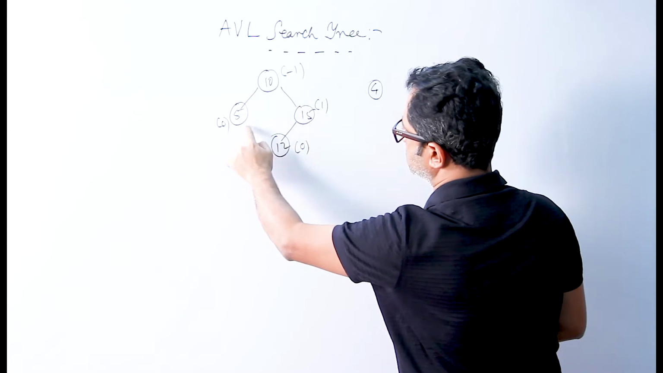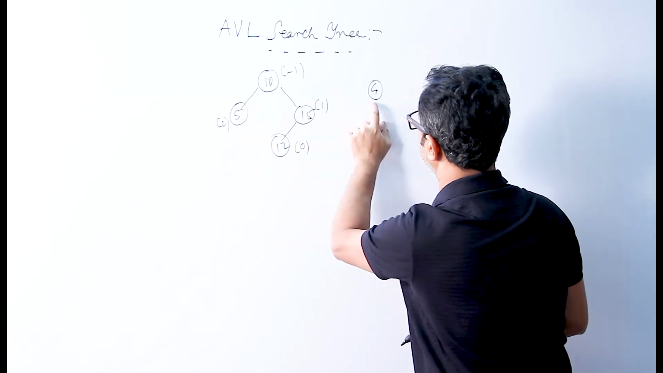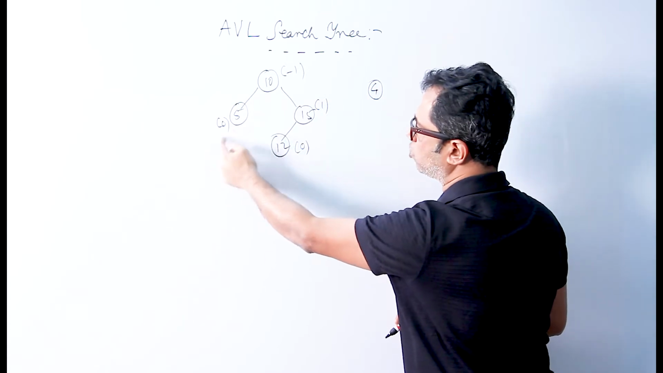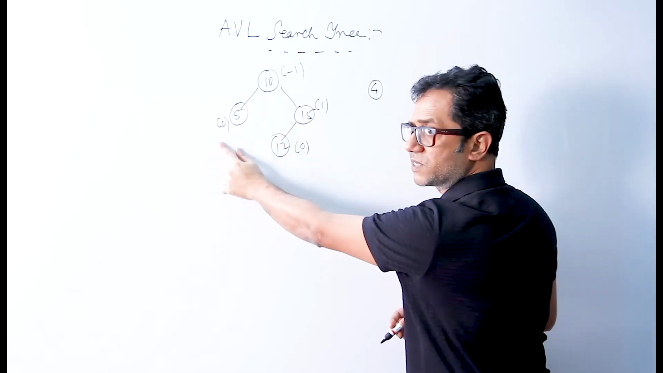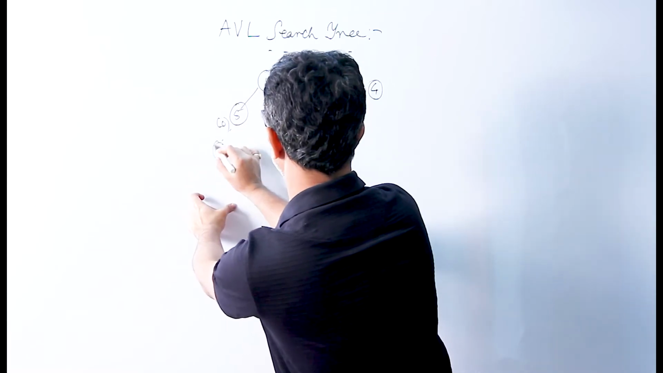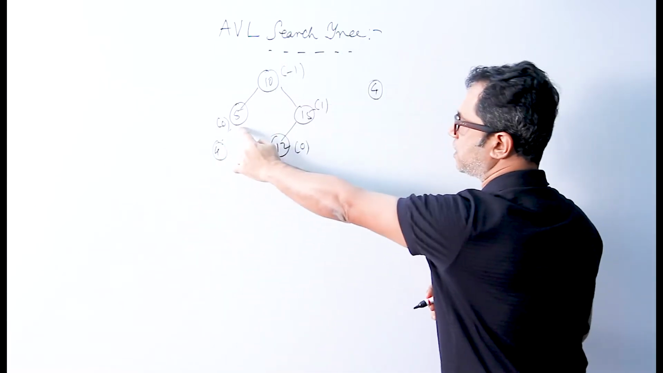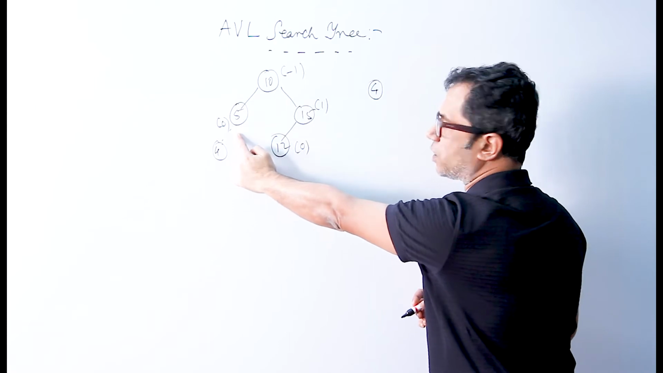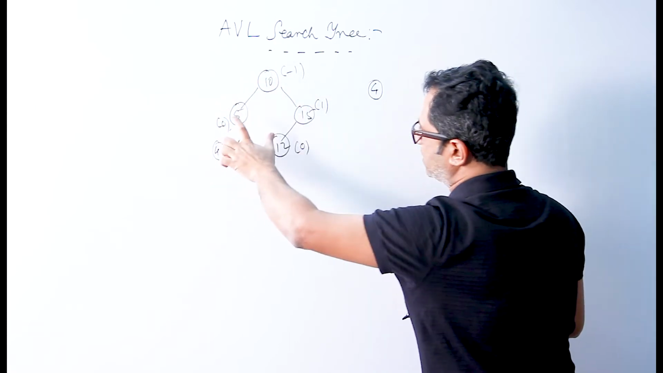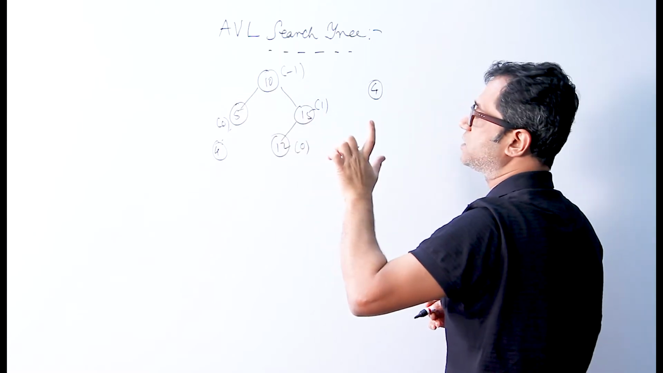Then this 5 is compared with this 4, and we see that 4 is less than 5. Then again we go to the left subtree and see that it is empty, so we just link this 4 to this part. So 4 gets linked to the left subtree of this 5. The AVL search tree will now look like this.